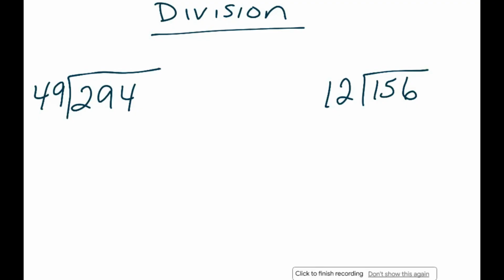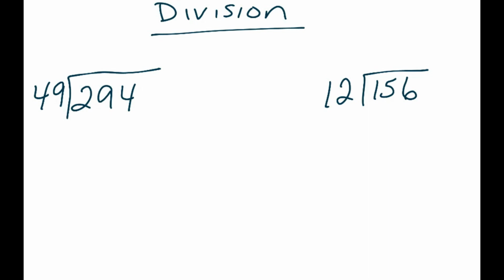Division. Dividing a 3-digit number by a 2-digit number. Our first example is 294 divided by 49. In this example, we must divide 49 into the entire number of 294.